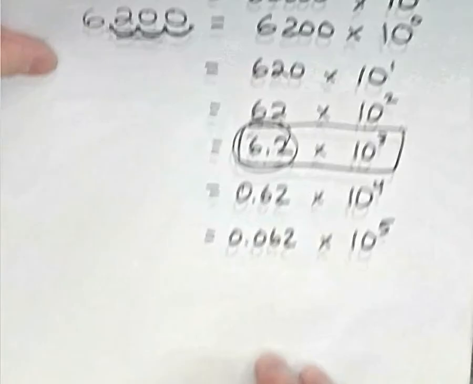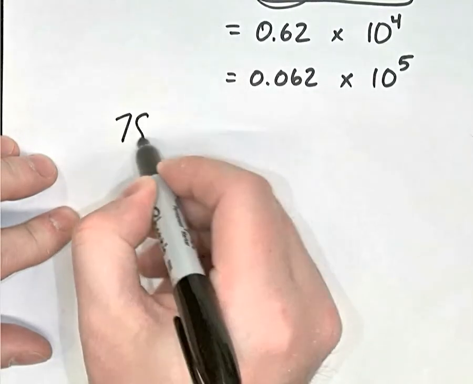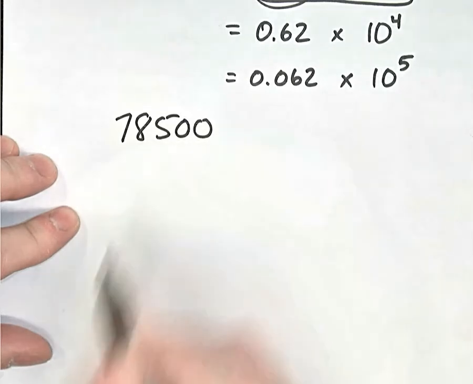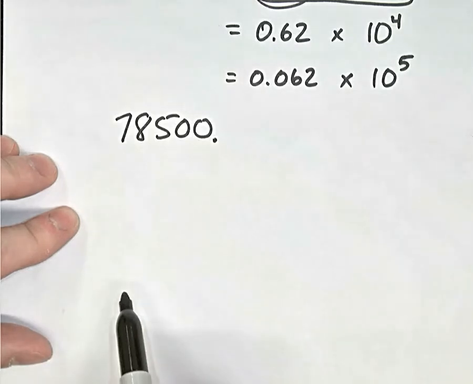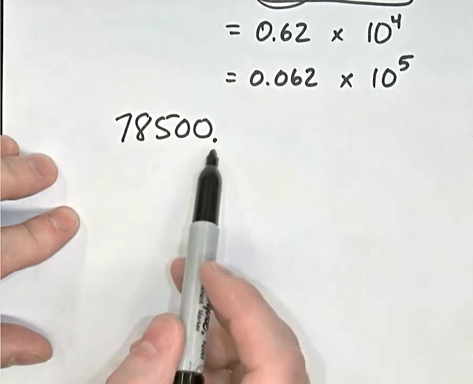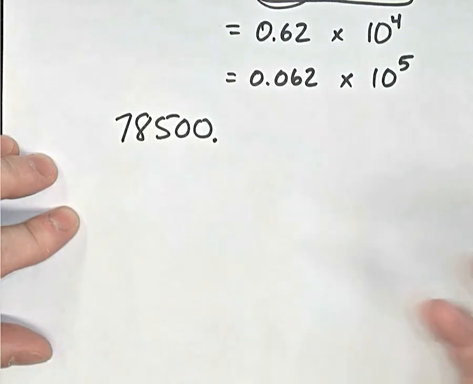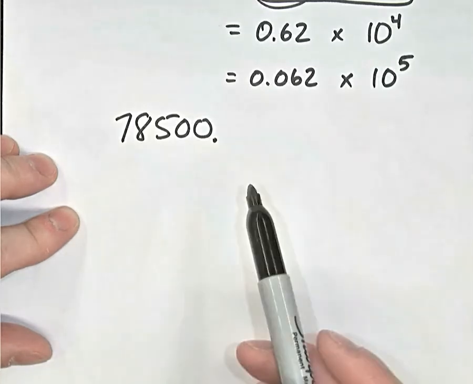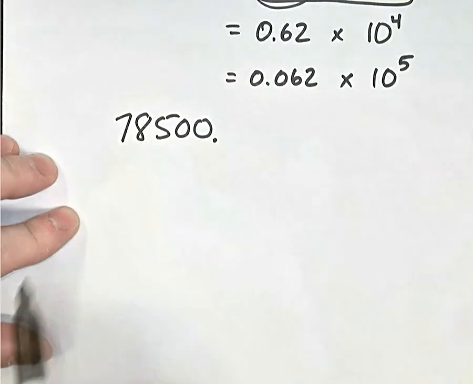Okay, try another example. Suppose you have the number 78,500, and you're asked to write that in scientific notation. Well, the decimal initially is at the end of the number. Looking at these digits, what number could you make, just by moving the decimal, that would end up being between 1 and 10? Well, to be between 1 and 10, it looks like it's going to be 7.85.